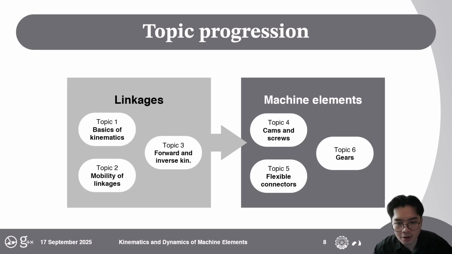Topic 5, we'll talk about flexible connectors. So you might be wondering, what is a flexible connector? That is the umbrella term for things like belts, conveyor belts, right? That kind of thing. The chains in your bicycles and your motorcycles that hold together the different sprockets so that you can move, right? Those kinds of things are for topic 5, right? Belts, chains. And then topic 6, of course, we'll talk about gears, right?